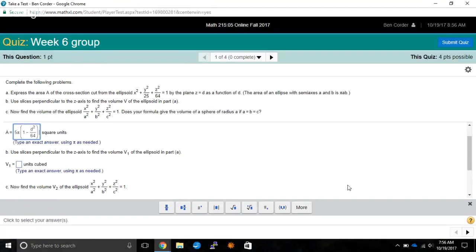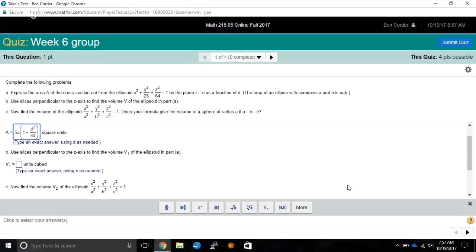Wait a second, it did not do that earlier. Yeah, it still doesn't work. Why am I getting a negative?